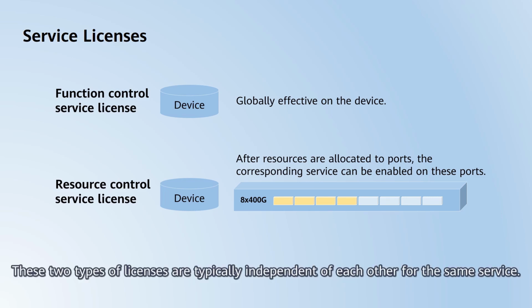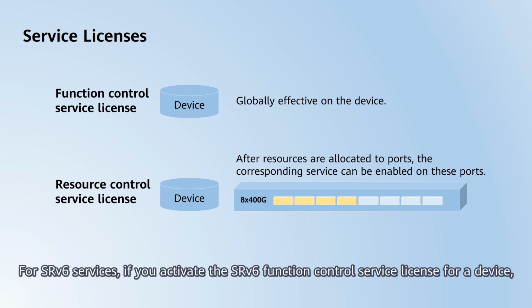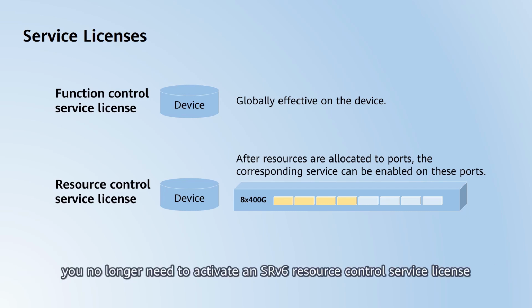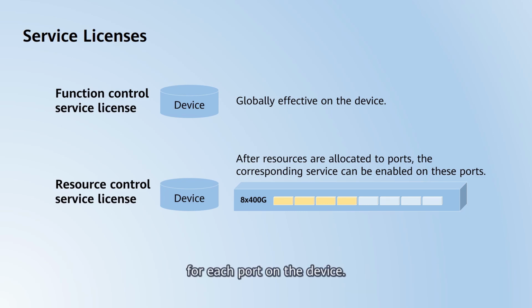These 2 types of licenses are typically independent of each other for the same service. For SRv6 services, if you activate the SRv6 function control service license for a device, you no longer need to activate an SRv6 resource control service license for each port on the device.